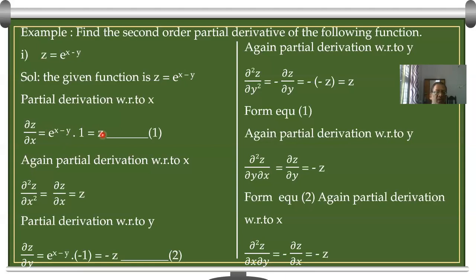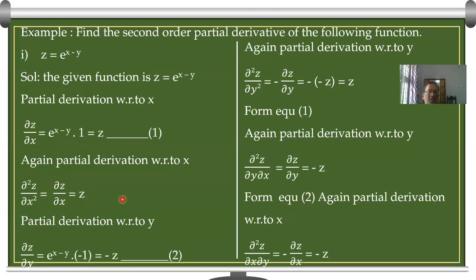Okay, clear? Next up, I am operating on this function, for this relation, the partial derivative with respect to x again, because we want to calculate the second order partial derivative. Therefore, it becomes ∂²z/∂x². It is the left side and equal to the derivative of ∂z/∂x. And we know that ∂z/∂x is nothing but z. Therefore, equal to z.